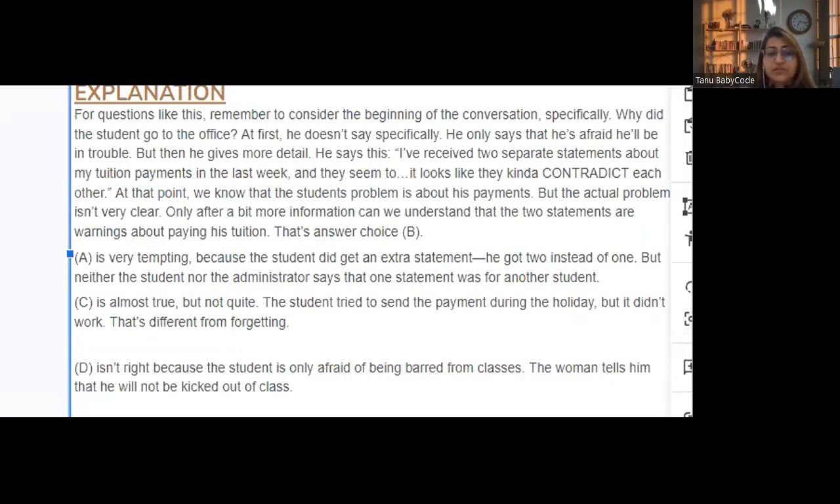So for questions like this, you need to remember, you should consider from the beginning: why did the student go to the office? He doesn't say this specifically. He only says that he's afraid that he'll be in trouble. But then he gives more detail. He says that I have received two separate statements about my tuition payments in the last week, and they look like contradicting each other. Now we know that the student's problem is only about payments. The actual problem is not clear. So then again, the two statements are warnings about paying his tuition fee. So that is why B is the correct option, right?